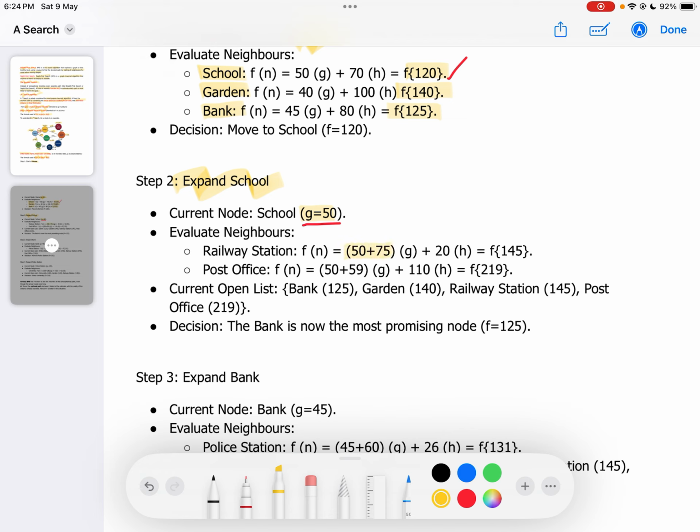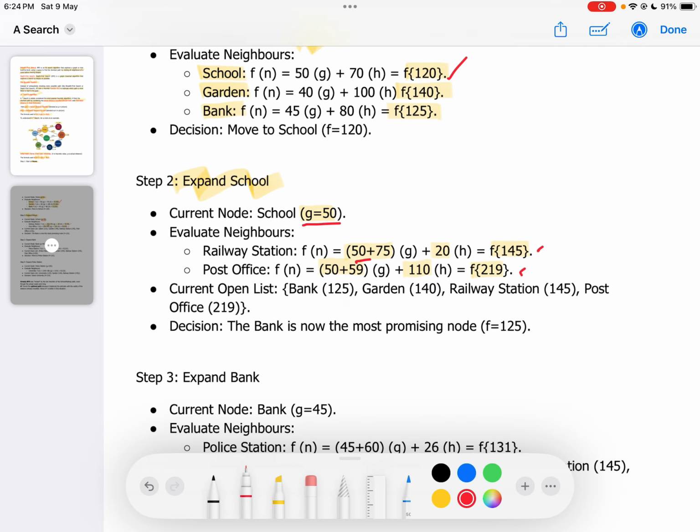So what do we get here? 50 plus 75 plus 20 for railway station. 50 plus 59 plus 110 for post office. That gives 145 and 219. This 50 comes from the initial distance which we have traveled. So hope you understand how you get 145 and 219.